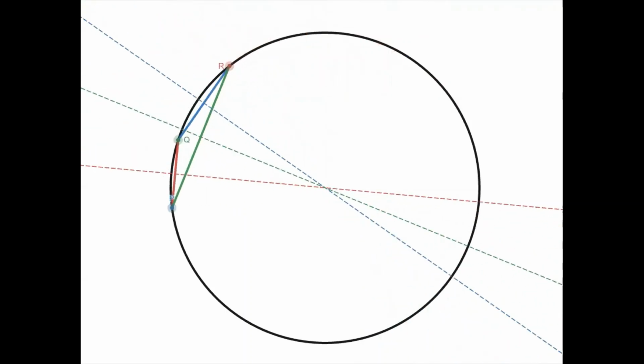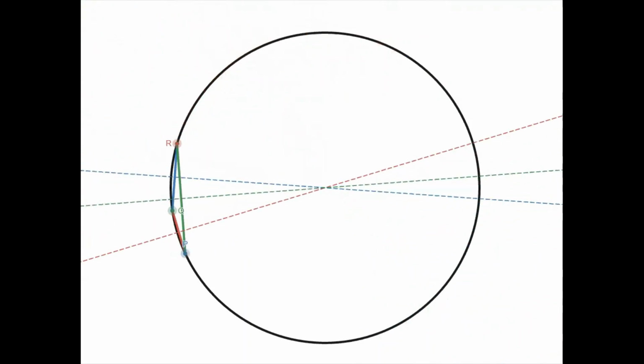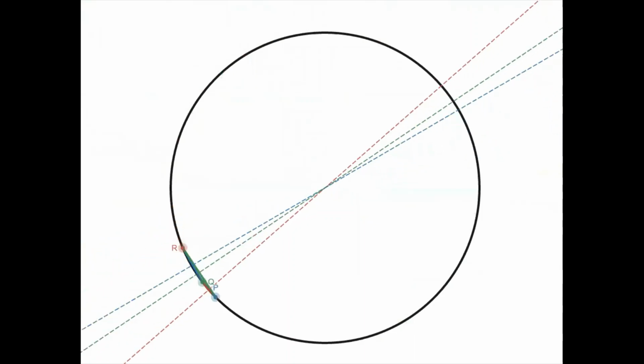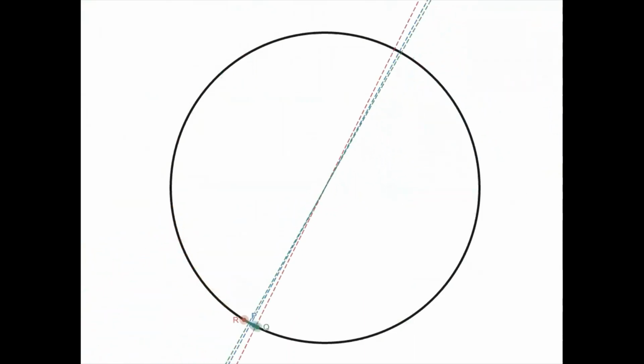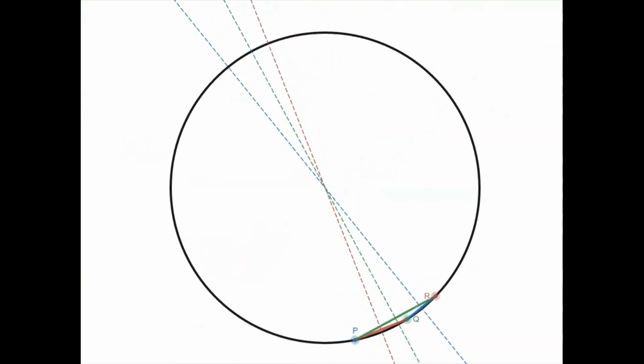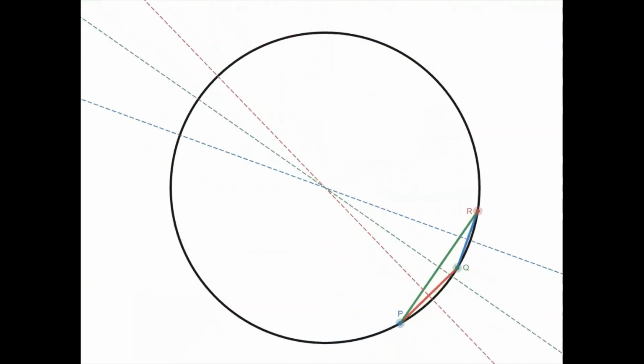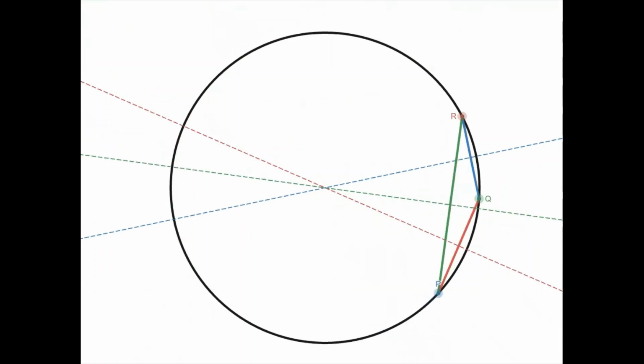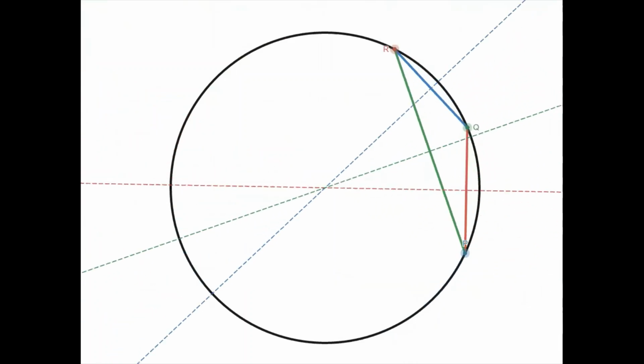So as the points go around the circle, the 3 points determine the 3 sides of a triangle, but the 3 perpendicular bisectors all intersect at the center of the circle.